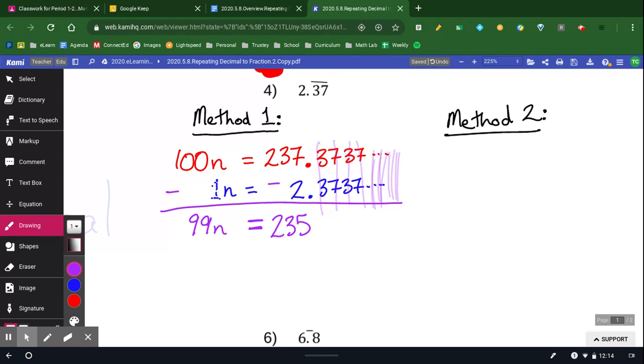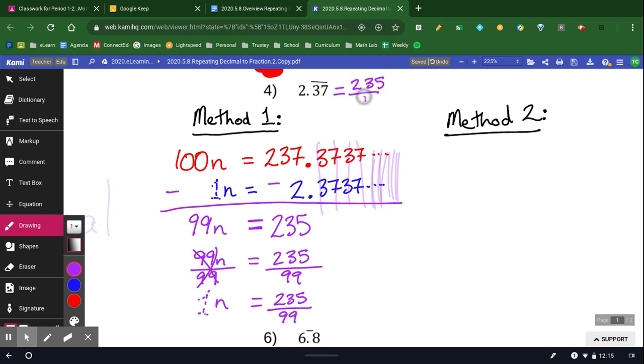Hey guys, we're doing great. All we got to do now is say, look, I don't want 99 n's. I want to know what a single n is. So let's take 99 n's and 235, and let's split both of them into 99 parts. Now, of course, this will leave us with one n, which you guys are getting tired of writing by now. And look here. We have now figured out that 2 wholes and 37 repeating is the same as 235 99ths.